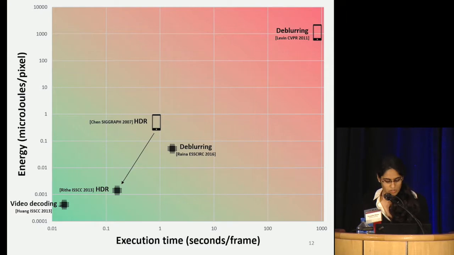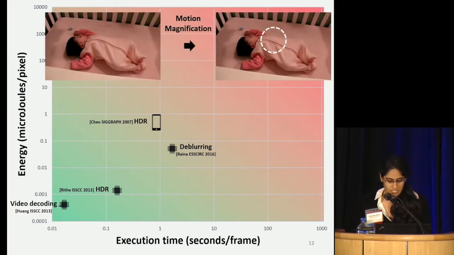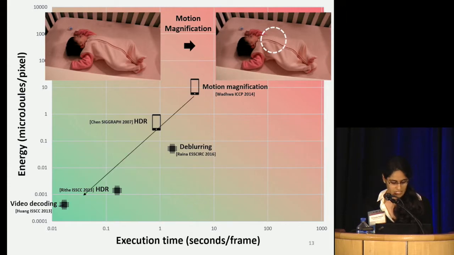There are more algorithms that benefit a lot from hardware acceleration. For example, there's some recent research at MIT where they've designed an algorithm for motion magnification. You have a video in which there are some tiny motions that are imperceptible to the eye, but you can algorithmically enhance those motions so that they become perceptible to the eye. For example, in this case, you can actually see the baby breathing after the video has gone through motion magnification. An implementation of this lies somewhere over here on a mobile phone, but with an accelerator, you can bring it all the way down over here into the green region.